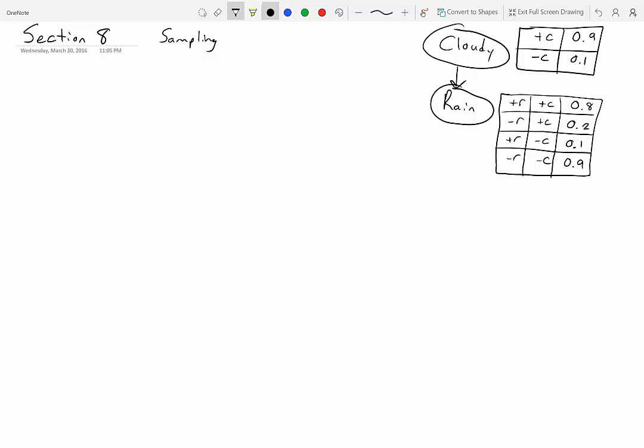So let's consider a Bayes net, such as the one we have on the right, where cloudy and then rain, and the rain depends on cloudy. So in general, if we want to answer queries such as the probability of some query variables Q given some evidence variables E, in the past, what we've done is we've run variable elimination. And this is an exact way of calculating these queries, probability of Q given E.